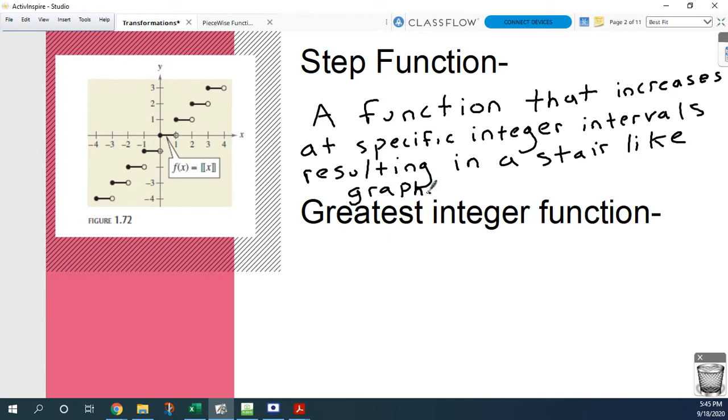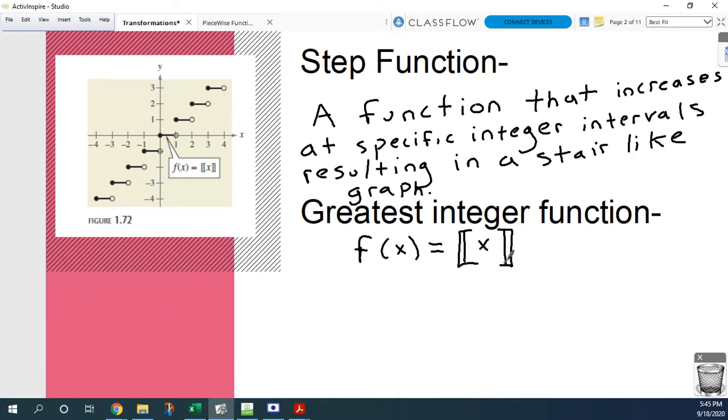Notice that each one of our lines is going to be one of our steps. The biggest thing to notice is that on the right side of each of our steps is an open circle. The reason for that is because if they were closed circles, notice that it would not pass our vertical line test.